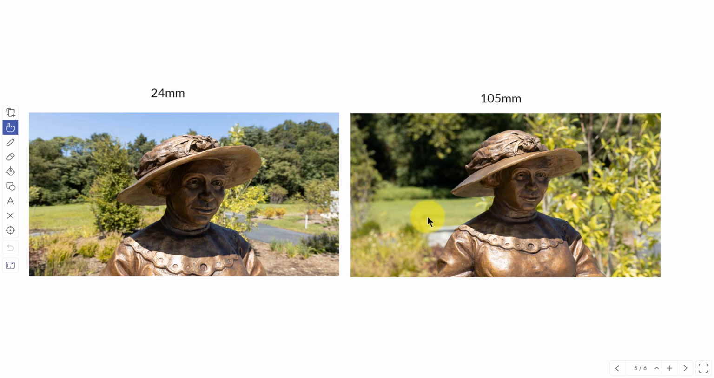Now the angle may be slightly different. I tried to get as close to the angle as I could, but when you're moving back, you run into things, so you may not be able to stand in exactly the same spot. But if you look at this bush over her right shoulder here, it's much smaller in this picture than here, yet the relative size of the statue is about the same. And so it's the lens that's changing what it's looking like. So that's an example of telephoto lens compression.